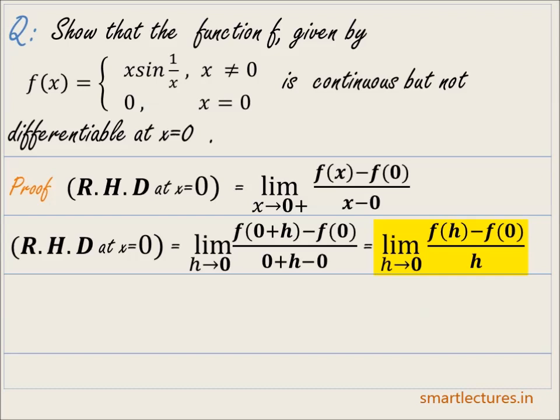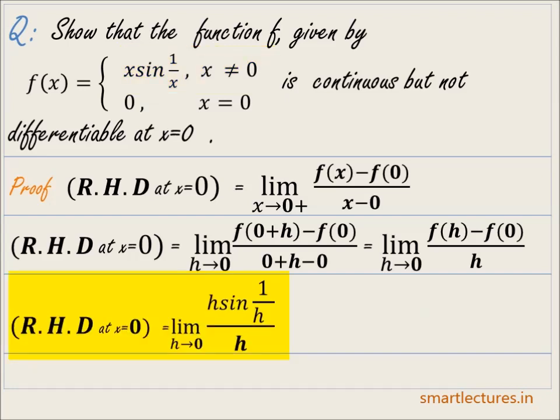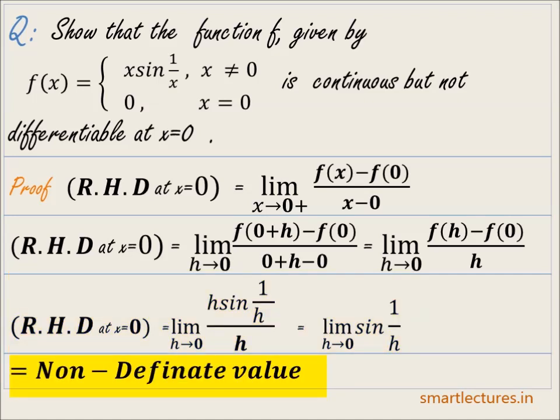And now putting the value of f of x as x into sine of 1 upon x, the right hand derivative becomes limit h approaches 0, h into sine of 1 upon h divided by h, which is equal to, now cancelling out h from the numerator and the denominator, limit h approaches 0 sine of 1 upon h, which again is not a definite number because it will always lie between minus 1 and 1, and we won't get a fixed value of the right hand derivative.